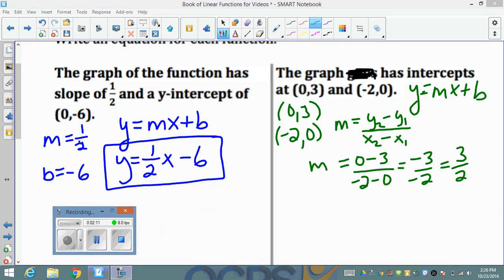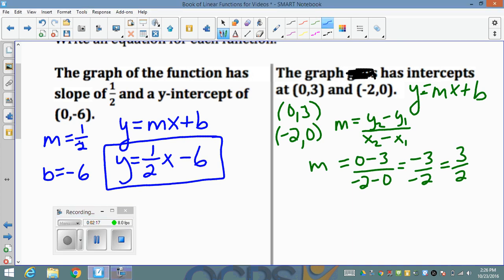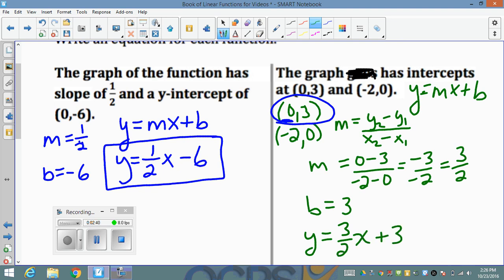Now, I need to find my b, and I could do that like the last example on the last page, except right here, they've given me the y-intercept. I know that that's the y-intercept because the x is 0. So I can tell from that, without doing any extra work, that my b is 3. Plugging in those two parts, y equals 3/2 x plus 3. And that is my answer.